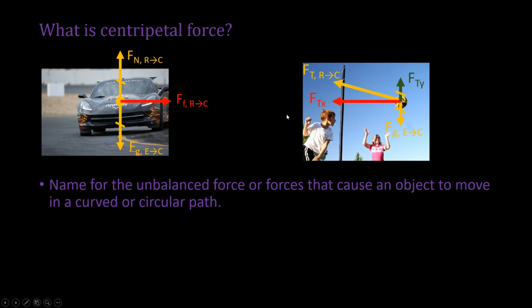centripetal force. Over here in the tetherball game, we know that the rope is keeping the ball in a circular path, but notice that it's not all of the tension force, it's just the x component of the tension force, because that's what's pointing towards the center of the circle, this horizontal circle that the tetherball is traveling in. This tension force, this vector arrow, is not pointing towards the center. The center of this circle is here.